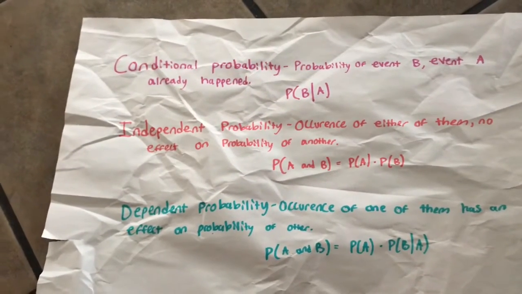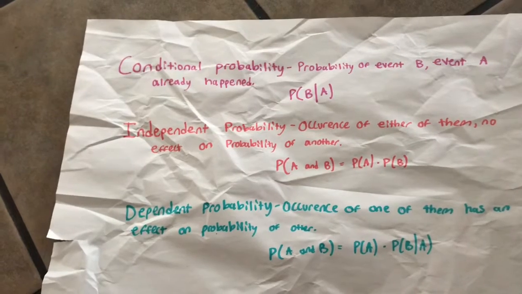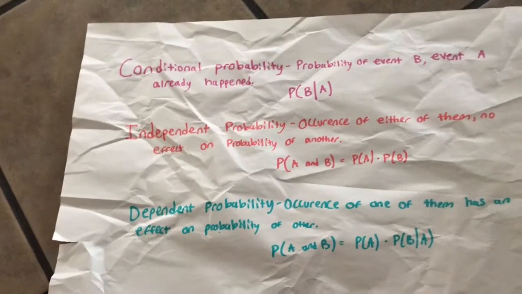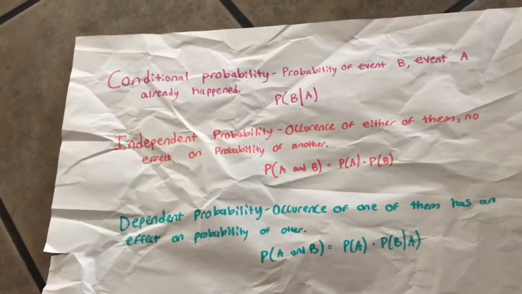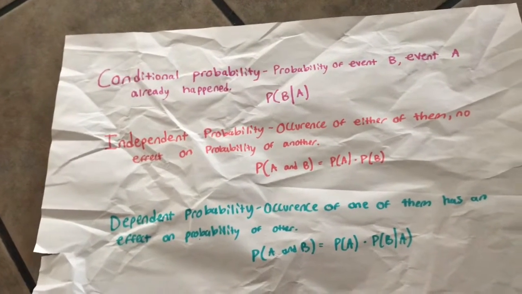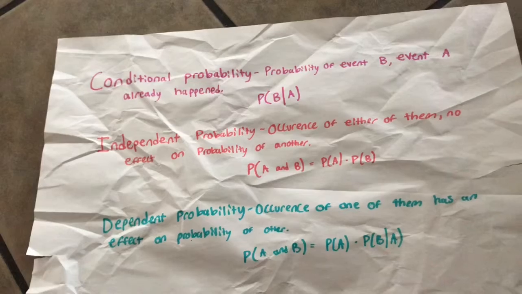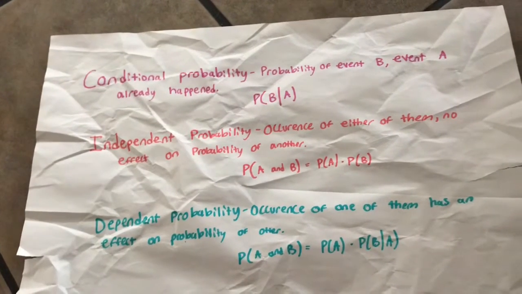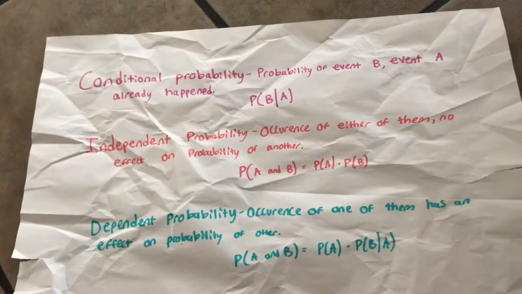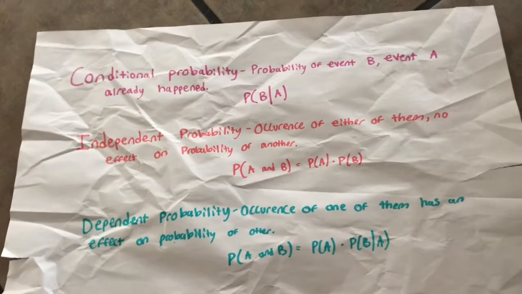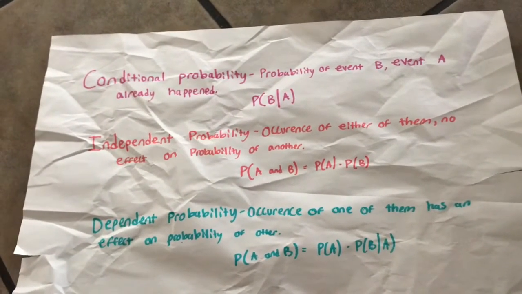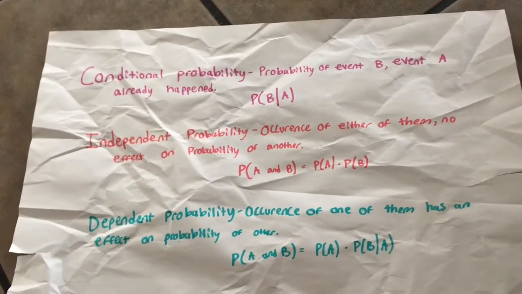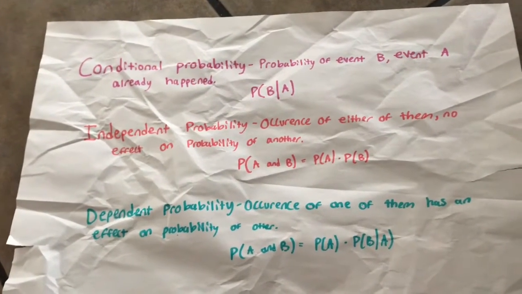Getting into the definition of probability, probability is the likelihood of events occurring. There are three types of probabilities: conditional probability, independent probability, and dependent probability. The first is conditional probability, which is the probability of event B, given that event A already happened. The equation for conditional probability is P of event B given event A.